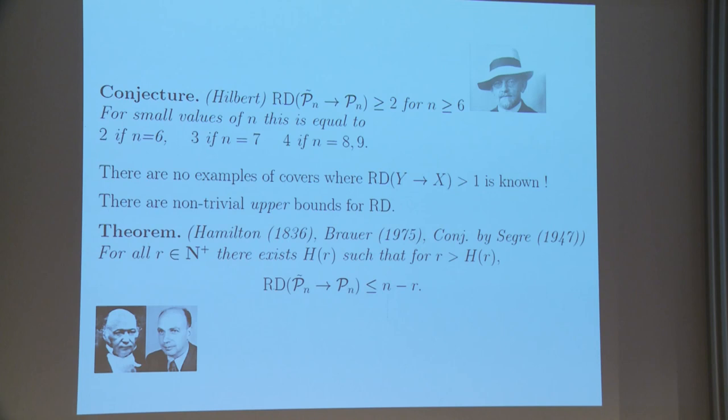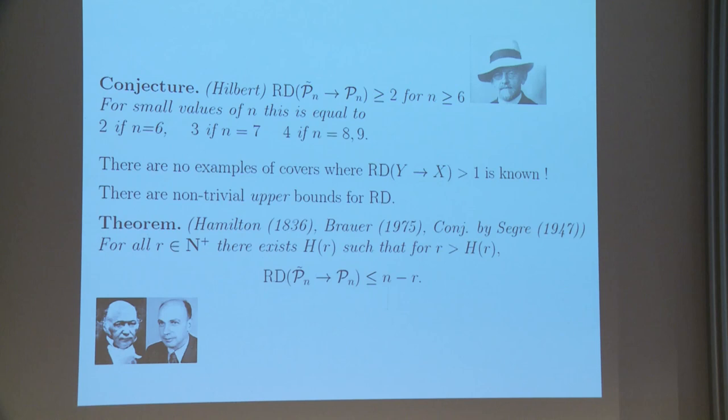But in Hamilton, this h of r grows incredibly quickly. And then this result of Hamilton was forgotten. It was conjectured by Segre in 1947, and it was reproved by Brouwer in 1975. And this is Hamilton and Brouwer. But again, in the days of Hamilton, I believe the notions were a little more primitive. That's right, and I'm going to explain what the primitive notions are.